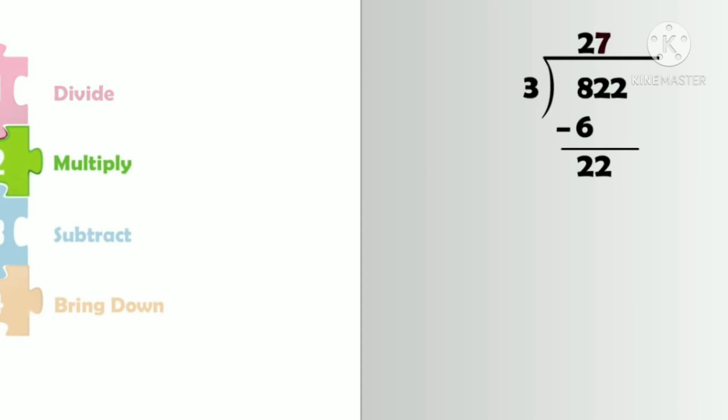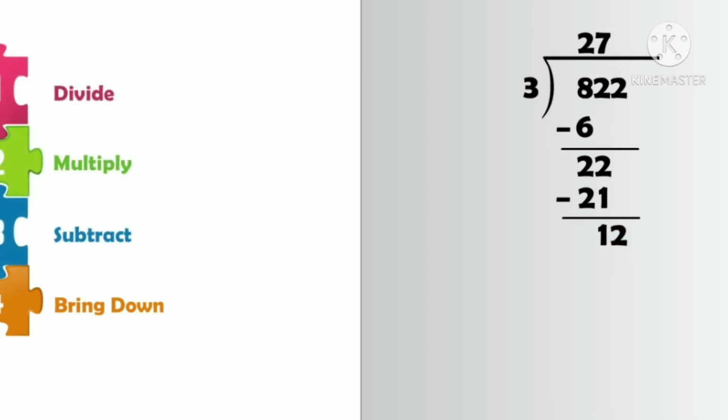Now we multiply. We take 7 and multiply it by our divisor, 3. 7 times 3 equals 21, and we write 21 below 22, the number we divided. Then we subtract. 22 minus 21 equals 1. Now we notice that we cannot evenly divide 1 by 3, so we bring down the next and the last digit from our dividend. We bring down the 2. Now we have 12.